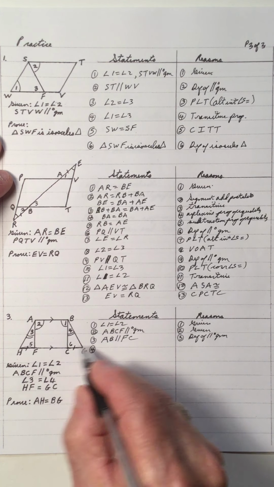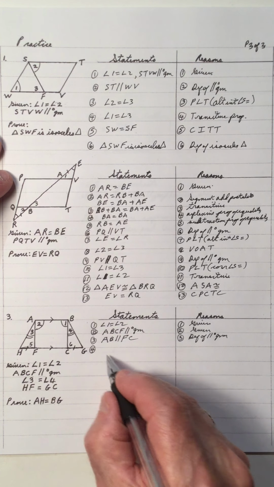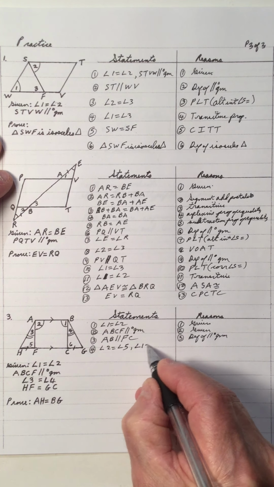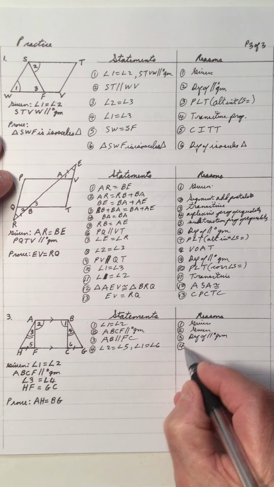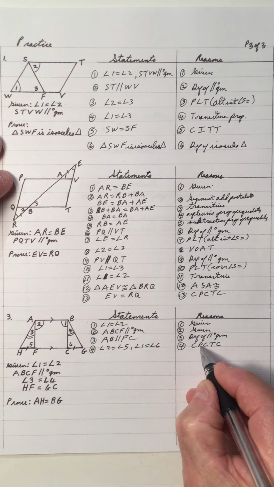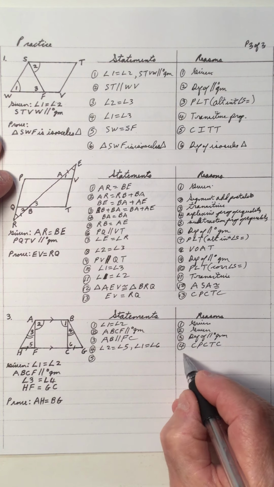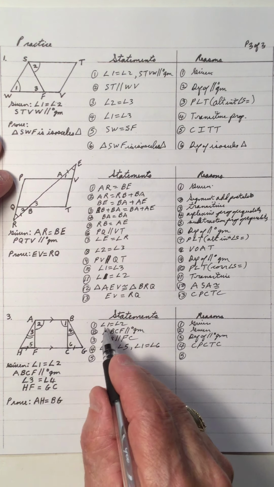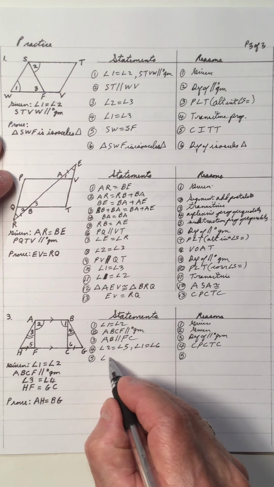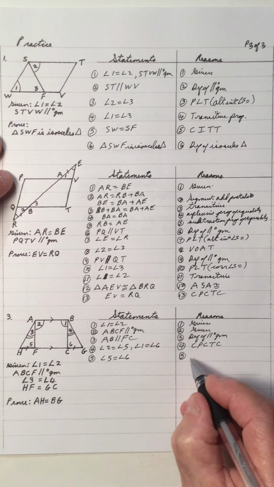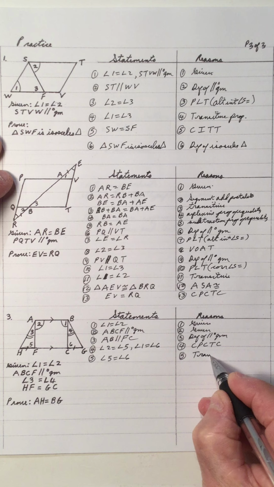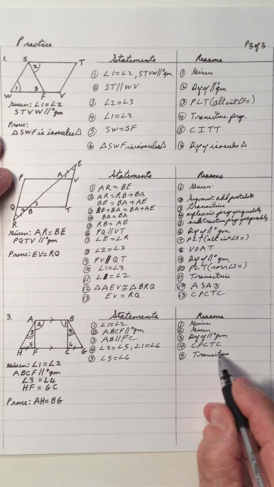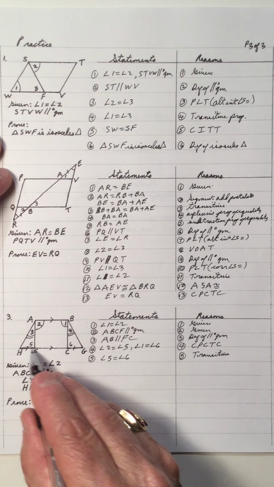And as a result of AB parallel to FC, angle 2 is equal to angle 5, and angle 1 is equal to angle 6. So we have 2 equals 5, 1 equals 6 right here. 1 equals 2, there's 1 and 2. So that means angle 5 is equal to angle 6 by transitive property. And again, more than one. Check with your teacher, just transitive or two transitives or what. So now I have 5 equals 6.